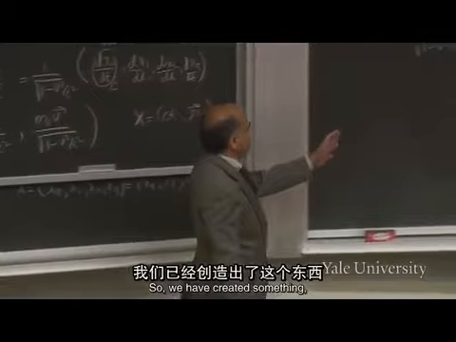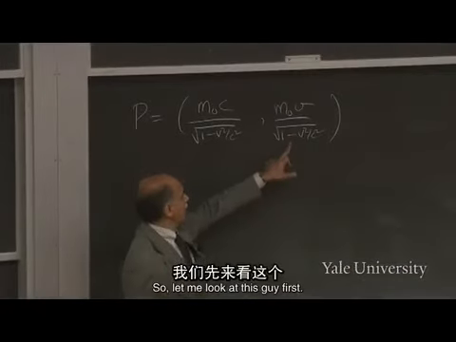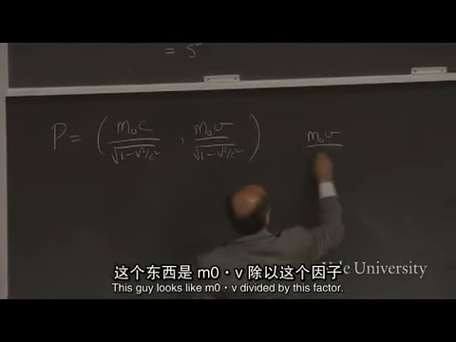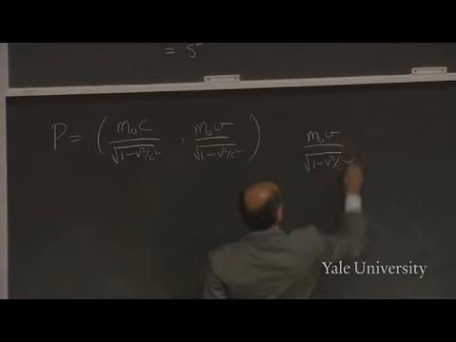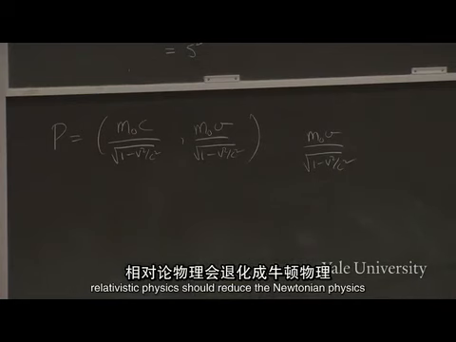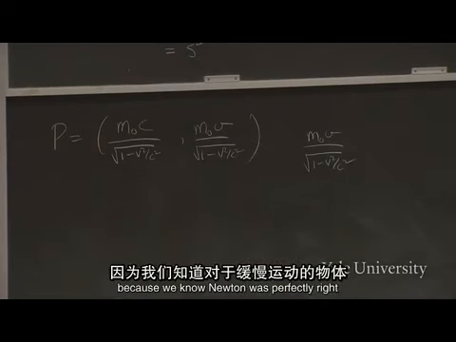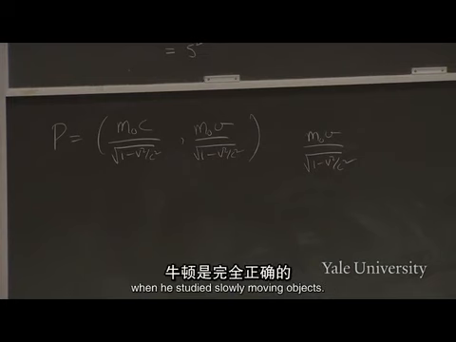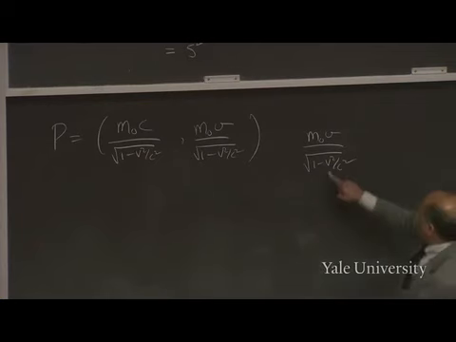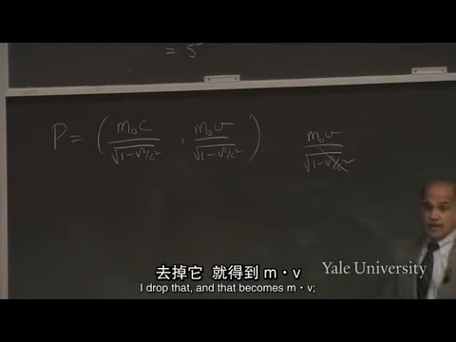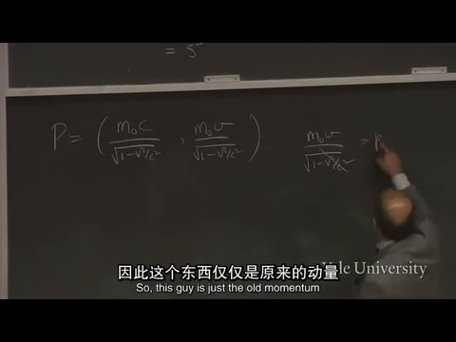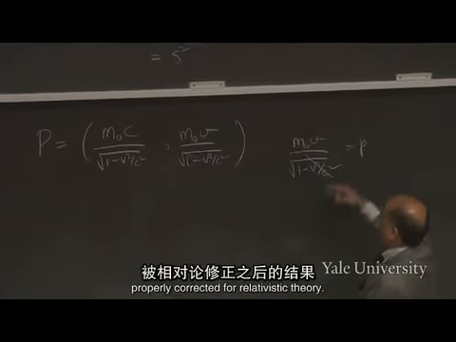So we have created something, and we're trying to understand what we have created. So let me look at this guy first. This guy looks like m0v divided by this factor. I don't know what it stands for, but I say, well, relativistic physics should reduce to Newtonian physics when I look at slowly moving objects. Because we know Newton was perfectly right when he studied slowly moving objects. If I go to a slowly moving object, so v over c becomes negligible, I drop that, and that becomes mv. I know that's the old momentum. So this guy is just the old momentum properly corrected for relativistic theories.